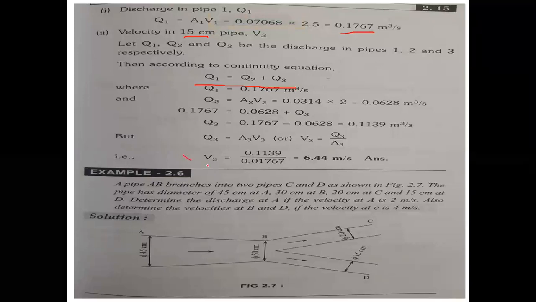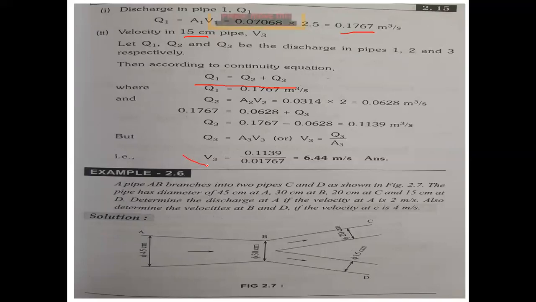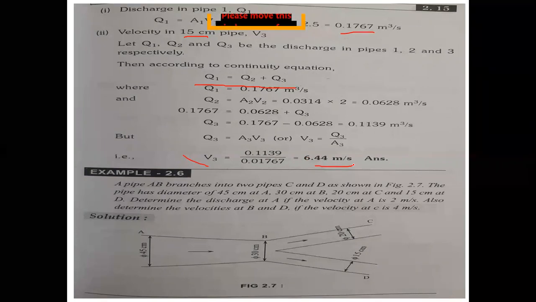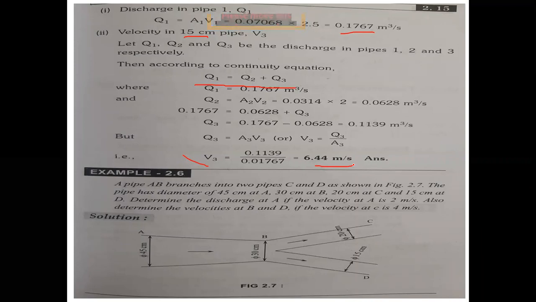Then what is the velocity? The velocity V3 is equal to Q3 by A3, which is 7.07 meters per second. This is the answer you have to find at last. Like this you have to do whenever V1, V2 is given and V3 is not given, or whenever A1, A2 is given and A3 is not given. Whatever the velocity may be, V1, V2 or V3, or discharge Q1, Q2 or Q3, if any one is not given, you have to do the process in this manner.